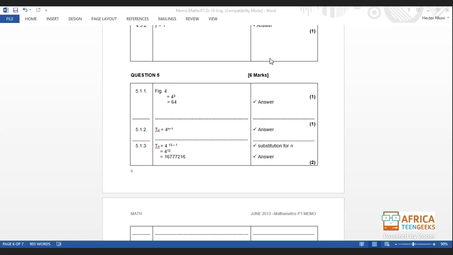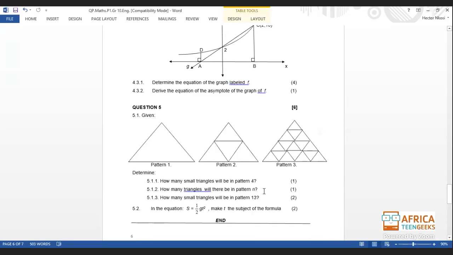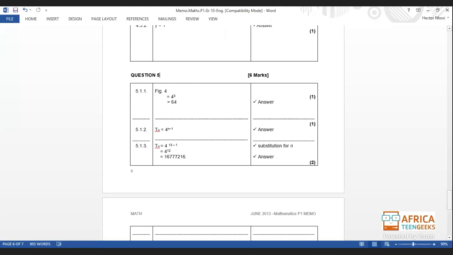Okay. Now, let's do the last question. The last question says to you, in the equation S equals 1 over 2 g t squared, make t the subject of the formula. So in this, try to make t the subject of the formula. In other words, they are saying t must equal something. So let's see. Very easy, guys. I'm going to show you step by step.